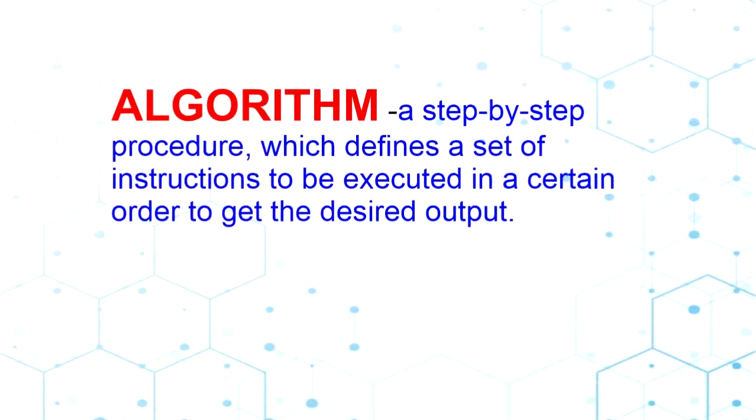Algorithm. What is an algorithm? An algorithm is a step-by-step procedure which defines a set of instructions to be executed in a certain order to get the desired output. So if we want to do a task, the steps we do in doing that task is what we call the algorithm.